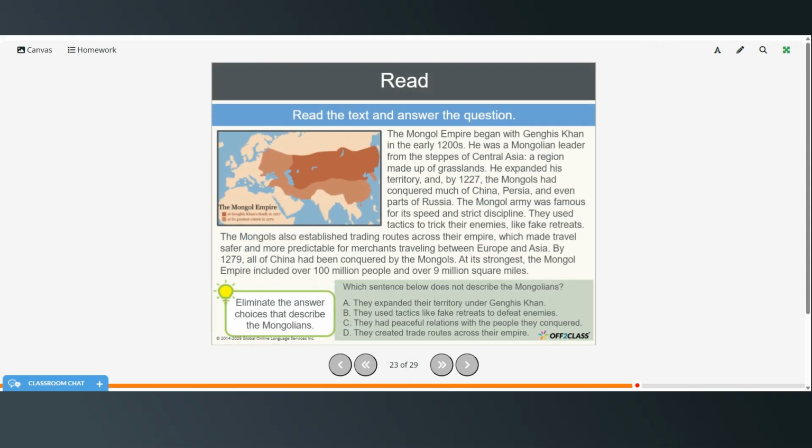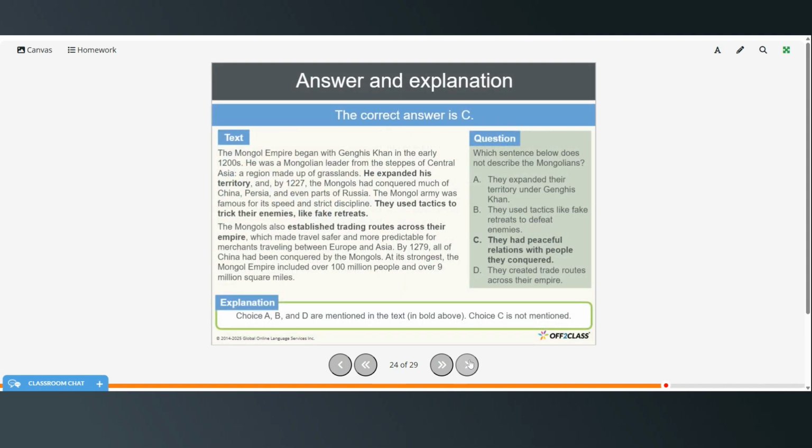So you can pause the video here, read the text, and choose your answer. Pay attention to the tip. Eliminate the answer choices that do describe the Mongolians. All right, which sentence below does not describe the Mongolians? The correct answer is C. They had peaceful relations with people they conquered. So A, B, and D are all mentioned in the text, but choice C is not mentioned, and so that's how you can come up with choice C.